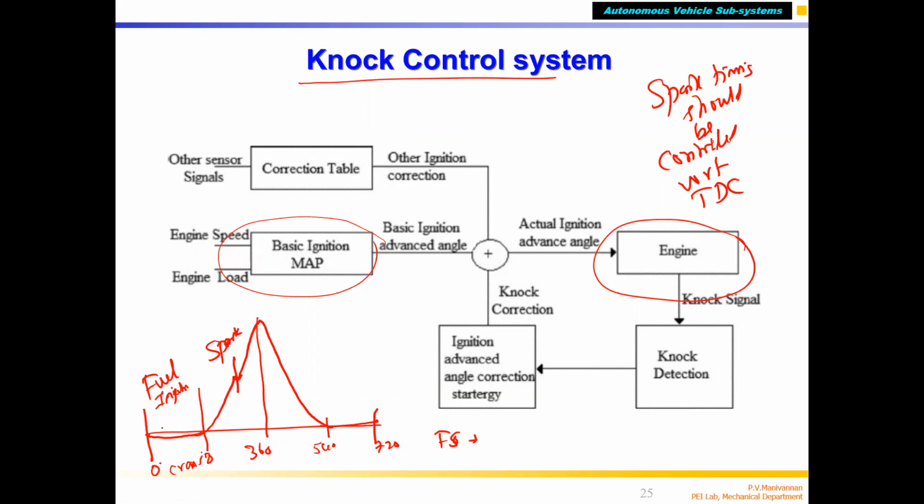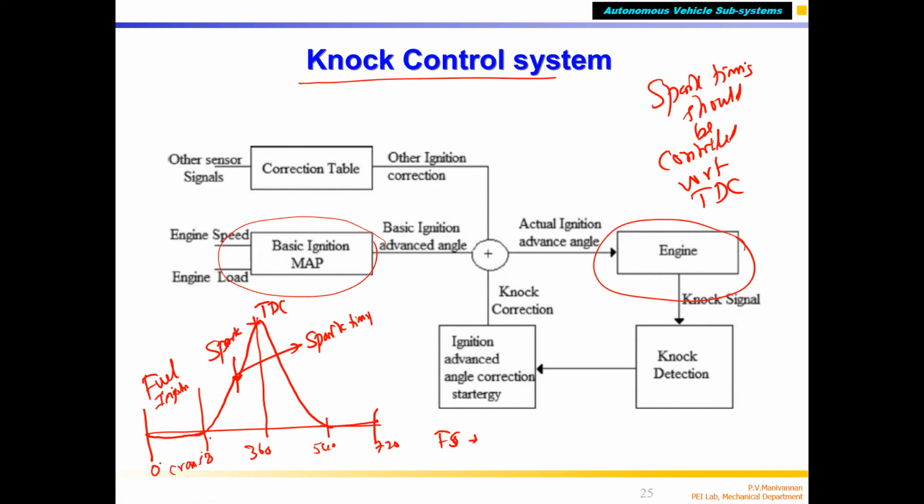Okay, so then the compression starts. As the compression starts, the piston is moving up and the air fuel mixture is compressed. At this point, you are giving a spark. This timing is called spark timing, correct? So this is your TDC, the maximum point the piston can go up, correct? So that is TDC. So how many degrees?